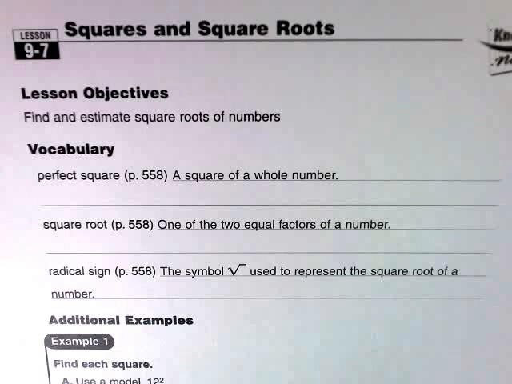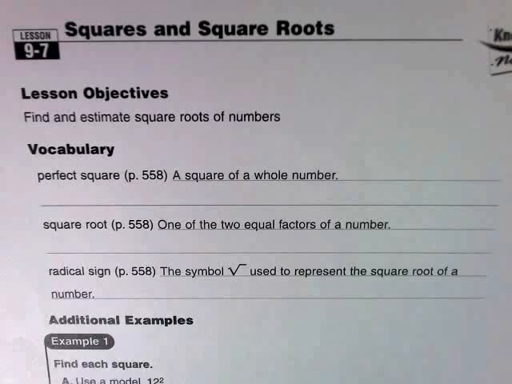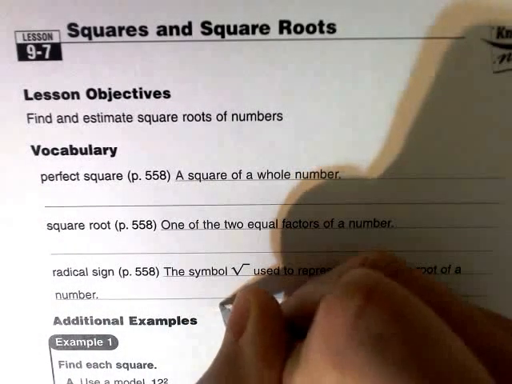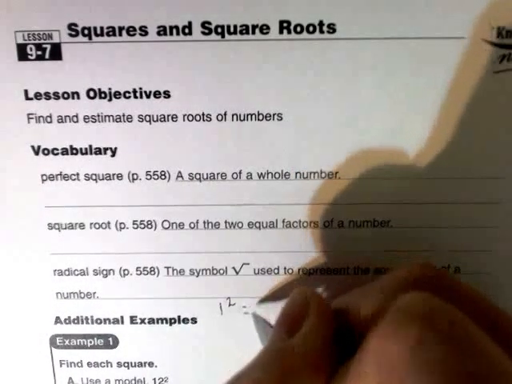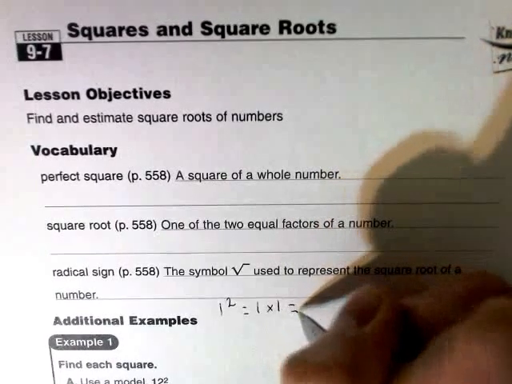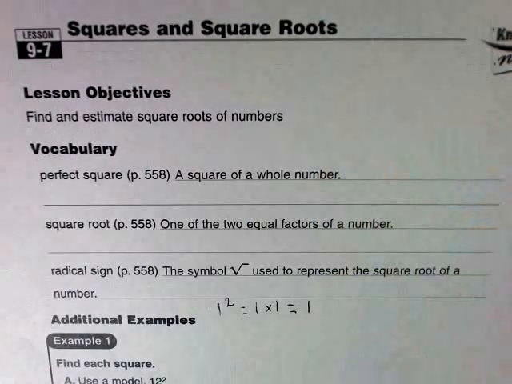To understand a square root, you want to understand a square first. And a square is something I think you already have a pretty good understanding of. A square is a square of a whole number. A perfect square is a square of a whole number. So when we take the number 1 and square it, which means multiply it by itself, that result is known as a perfect square.